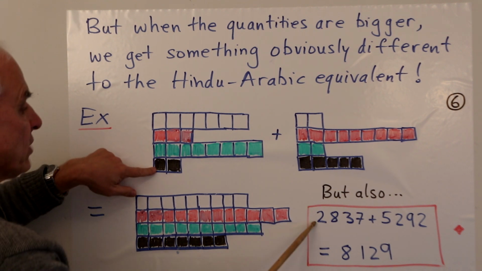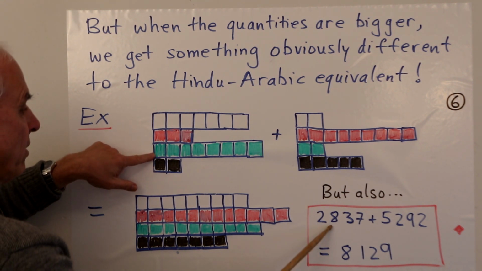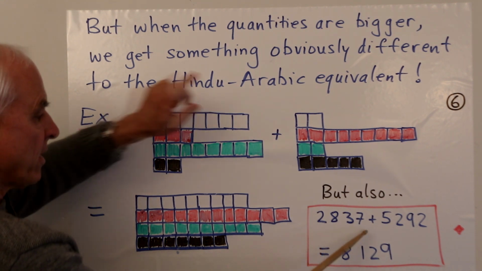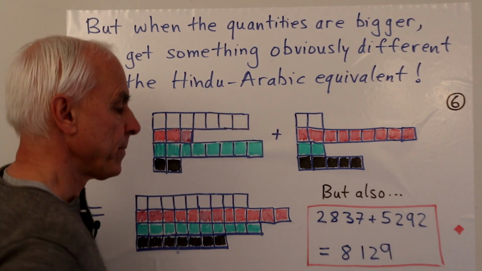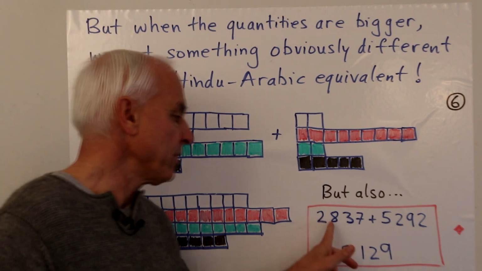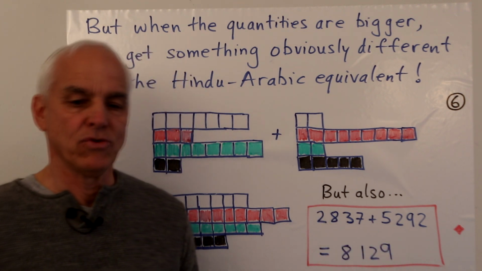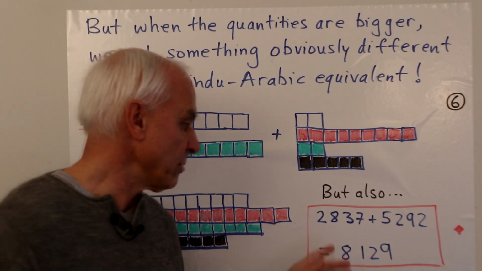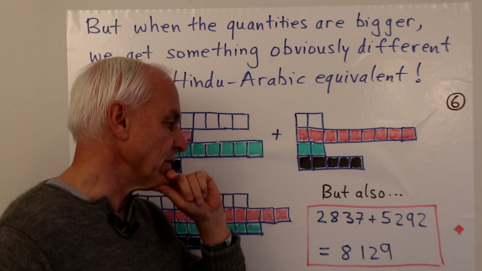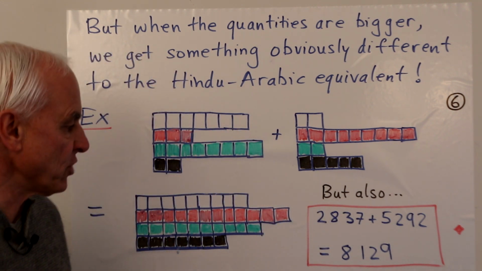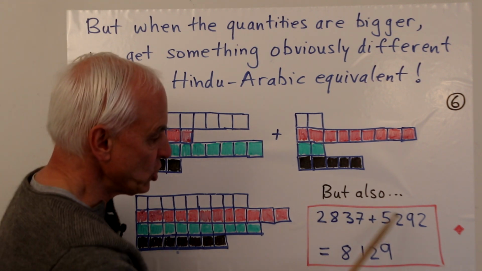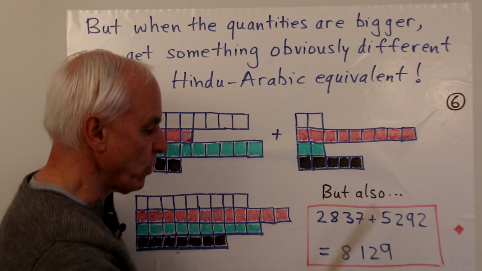This is 2,837. This is 5,292. And what happens when we do this addition in the Hindu-Arabic system? Well, that's a little bit more complicated. We actually haven't too much experience with such bigger numbers, but you as educators will know how to do that. You can check that you get 8,129.